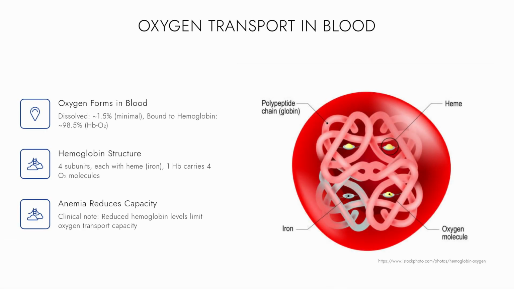Oxygen transport in blood. Oxygen is mostly transported bound to hemoglobin, approximately 98.5% saturated, with a small fraction dissolved in plasma. Each hemoglobin molecule has 4 subunits, each with an iron-containing heme group that binds one O2, allowing up to 4 O2 per hemoglobin. In critical care, low hemoglobin reduces oxygen carrying capacity, worsening hypoxemia.